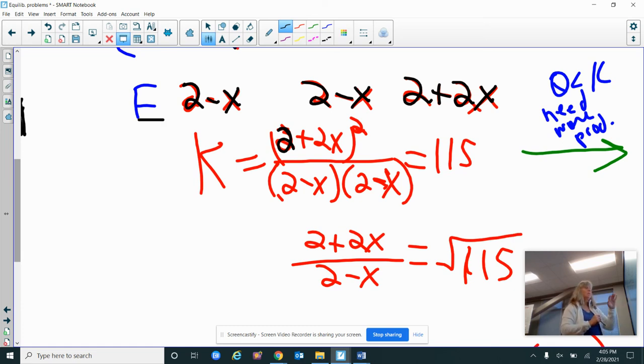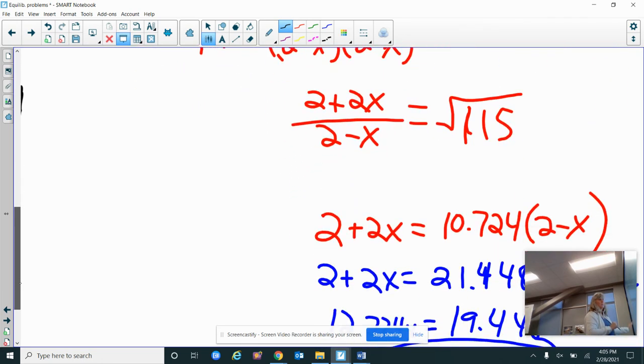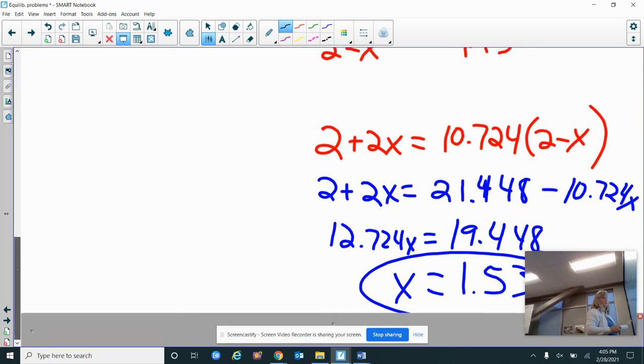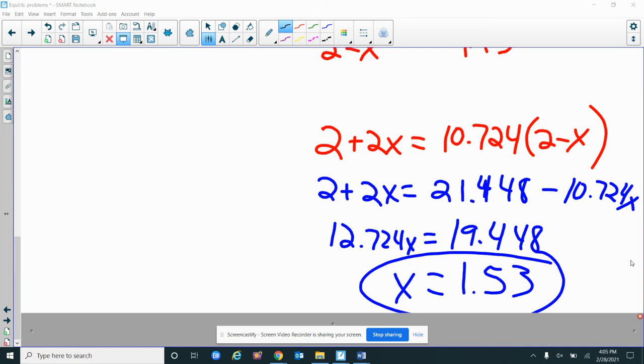Okay, so now when we plug that in, we can multiply over the 2 minus X, and we can solve for X. So for this one, we don't have to do the quadratic. We can just solve mathematically. The square root of 115 is 10.724, multiplying over the 2 minus X, and then distributing that, and combining like terms and all that, we come up with a value of X equal to 1.53. Okay, so that was much easier than having to do the quadratic.